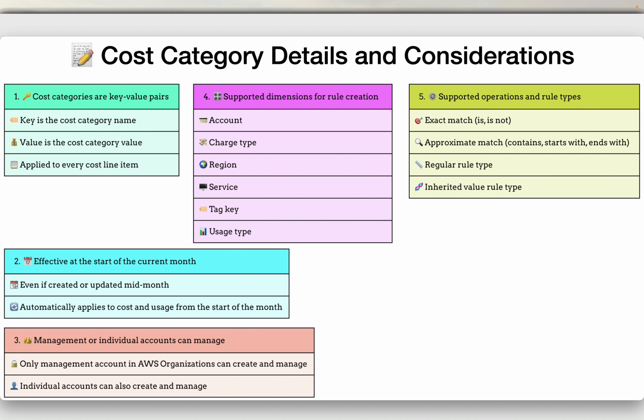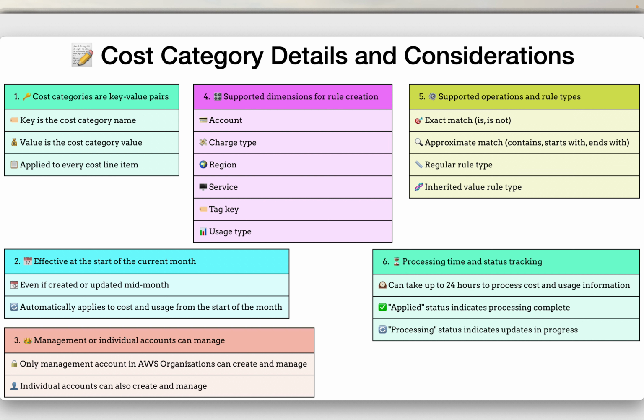Cost categories support operations like exact match and is not. These are the operators, so you can create rules based on that. They also support approximate match, which can be something like contains, that is, the key contains this value, or the key starts with something, or the key ends with some value. This is for rule creation, along with regular rule and inherited rule types.